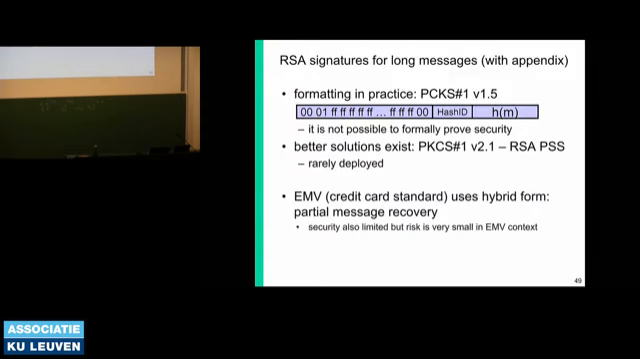So what should you do? Well, there is a solution called RSA PSS. PSS is the abbreviation of provably secure signing. And there is a security reduction, a proof that if you can forge a signature, you can break RSA.